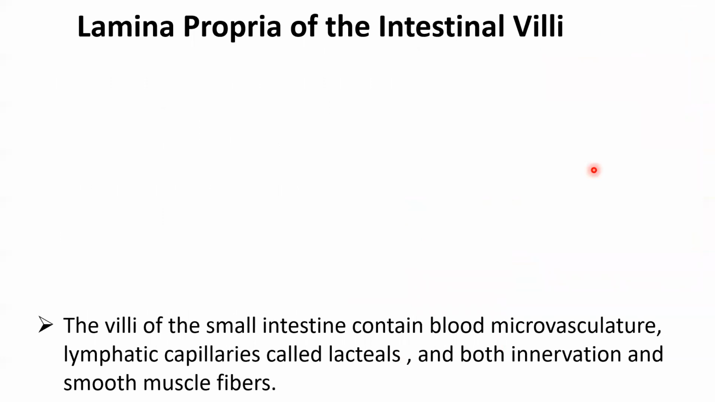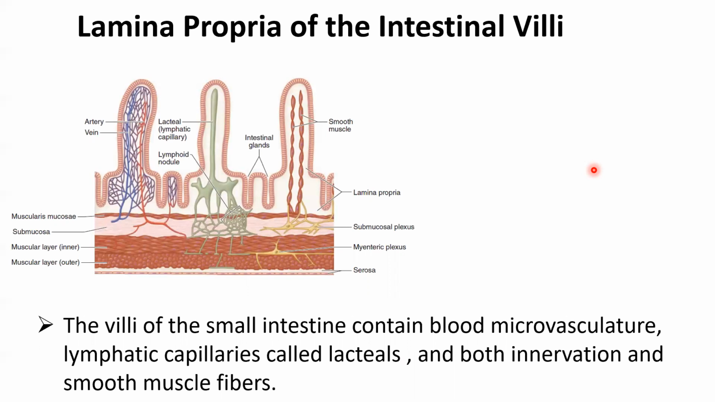So the villi of the small intestine contain blood microvasculature, lymphatic capillaries, they call them lacteals, and both innervation and smooth muscle fibers. If you look inside the core of the villi, which is made by this lamina propria, you'll find a lot of structures actually: an artery and vein, and a lymphatic vessel. It's blind ended, so it's not connected like a vessel, it's just a dead end. Also, some of the smooth muscle from the muscularis mucosa extends in, and the innervation.